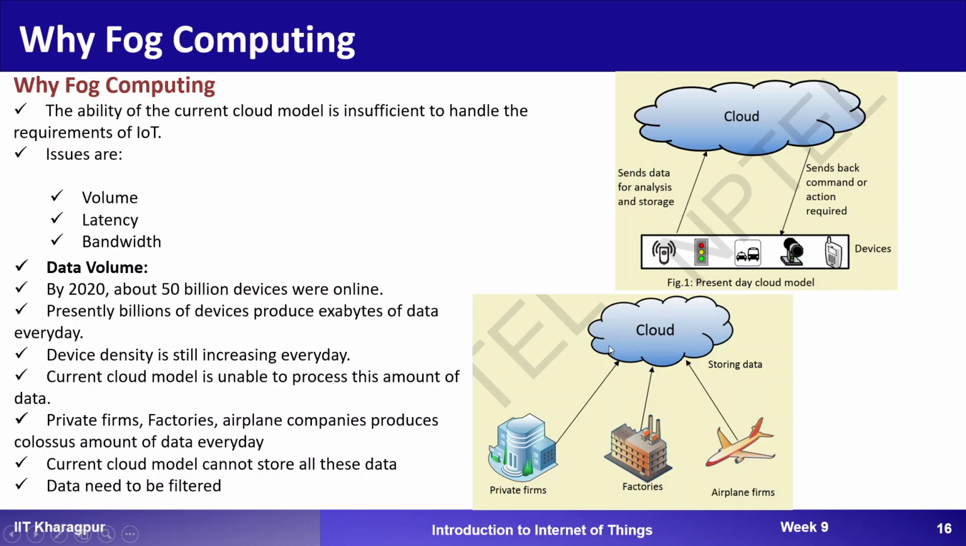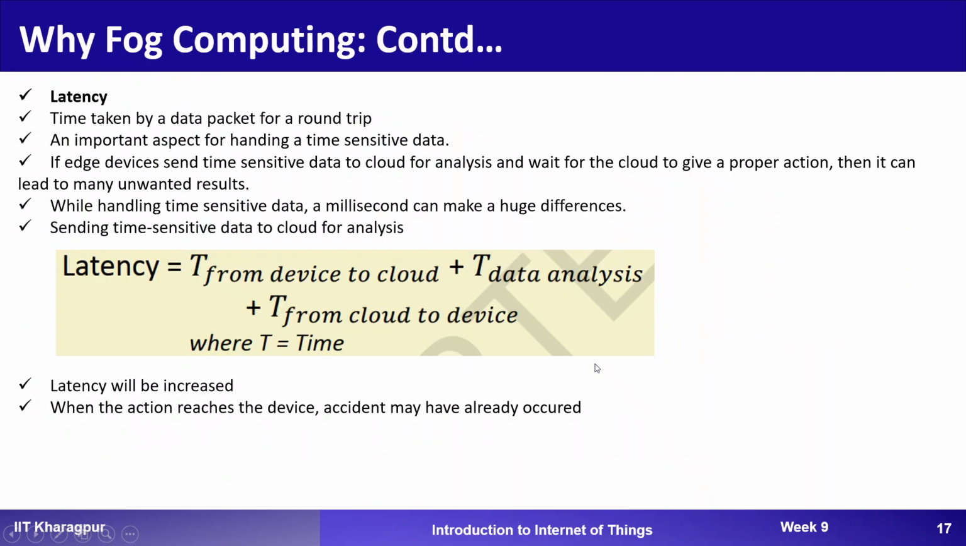In case of cloud, this time is large as compared to fog, because the distance between your end device and the cloud is large as compared to the distance between your fog devices and your end devices, because fog devices are somewhere near your end devices. That's why the time taken to send the request and the time taken by the data to reach the end devices will decrease, right? So the overall time in case of fog is less as compared to the cloud.